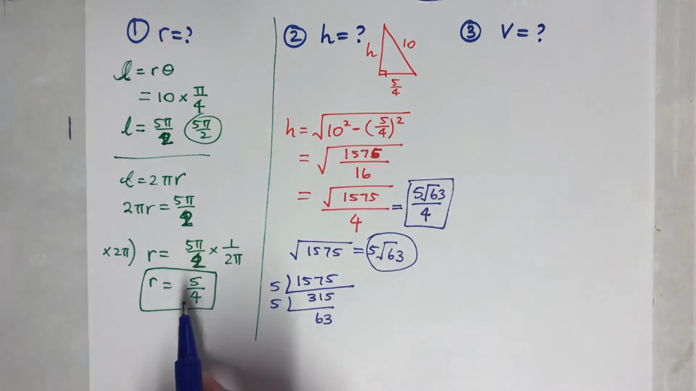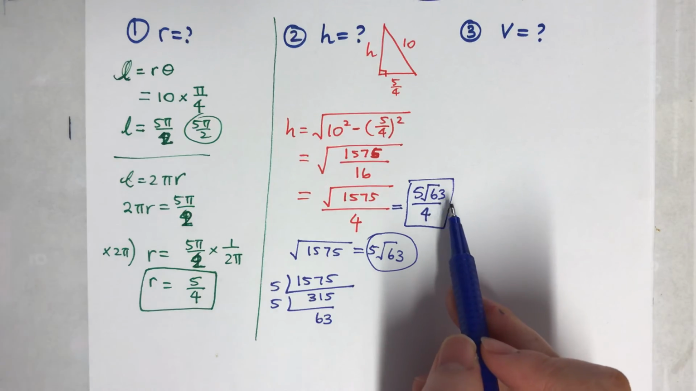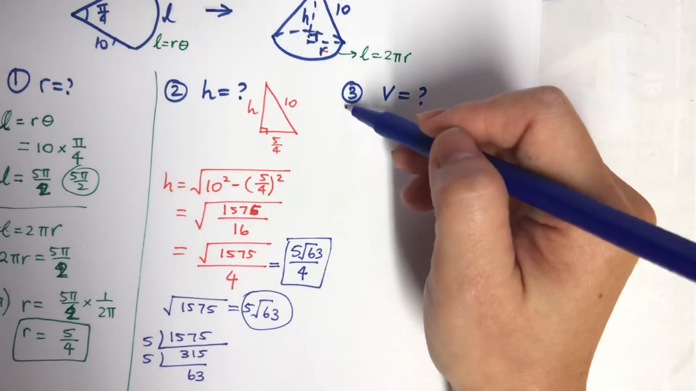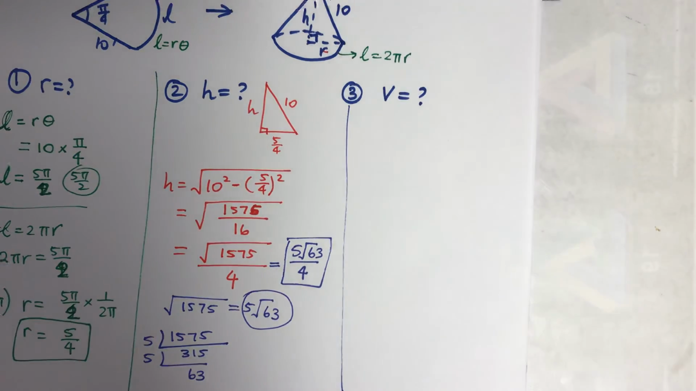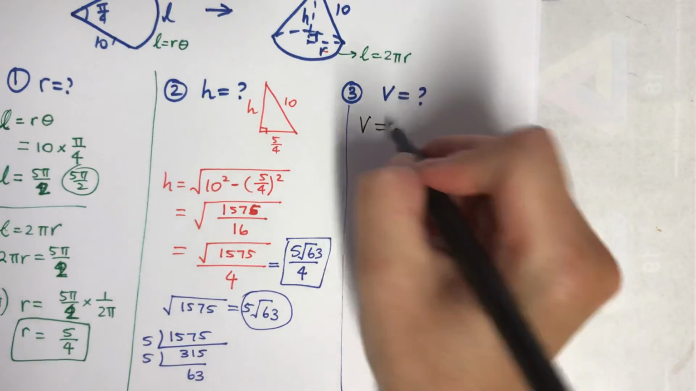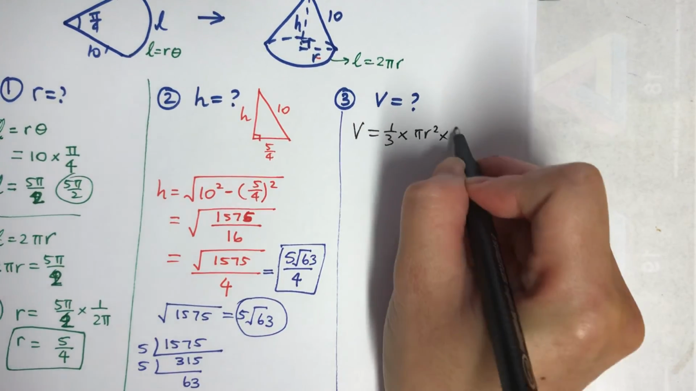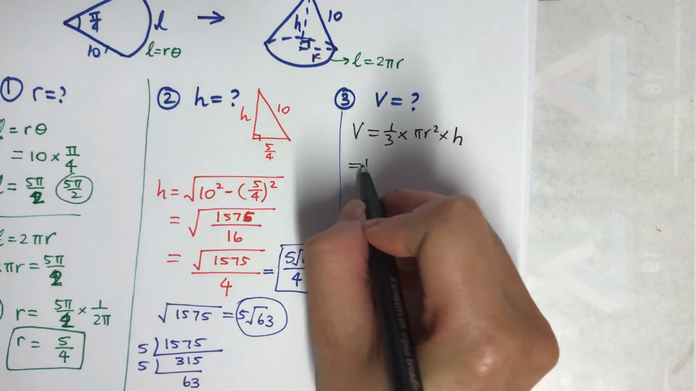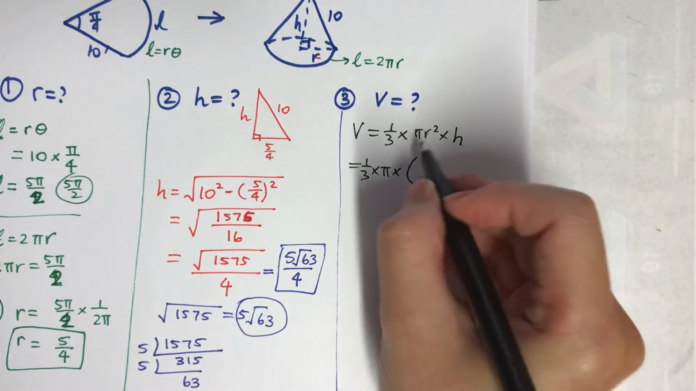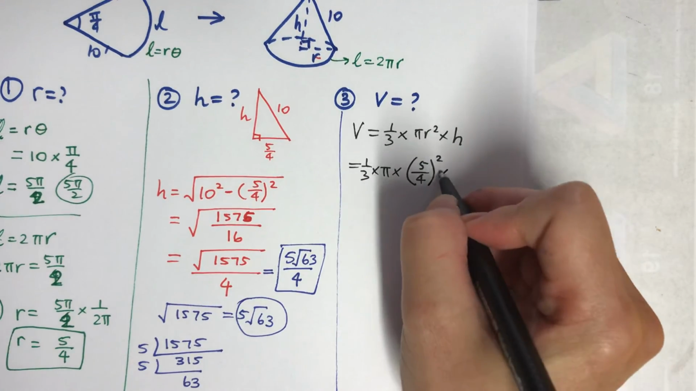That means I can simplify this with this one. So my r is 5/4. My h is 5√63/4. Now I can do volume. Excellent. So let's do volume. Volume equals 1/3 times pi r squared times height. So 1/3 times pi times r. Now we have to be careful here because we want the exact value.